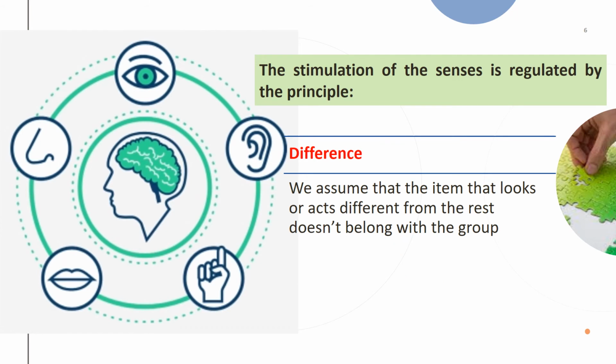We also organize information that we take in based on difference. In this case, we assume that the item that looks or acts different from the rest doesn't belong with the group. Perceptual errors involving people and assumptions of difference can be especially awkward if not offensive.